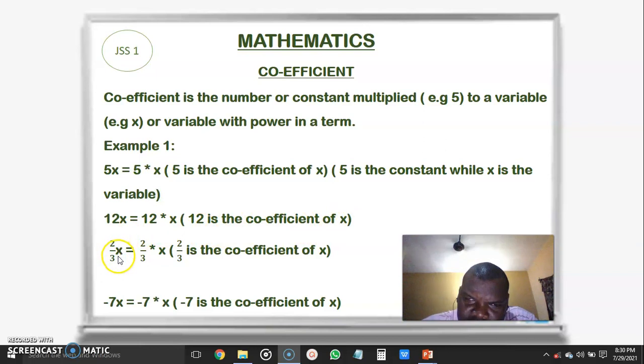2 over 3x is equal to 2 over 3 times x. So 2 over 3 is the coefficient of x. Then minus 7x. Minus 7x is equal to minus 7 times x. So minus 7 is the coefficient of x.